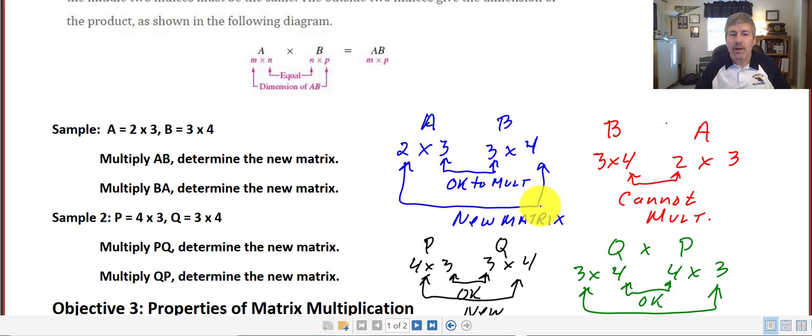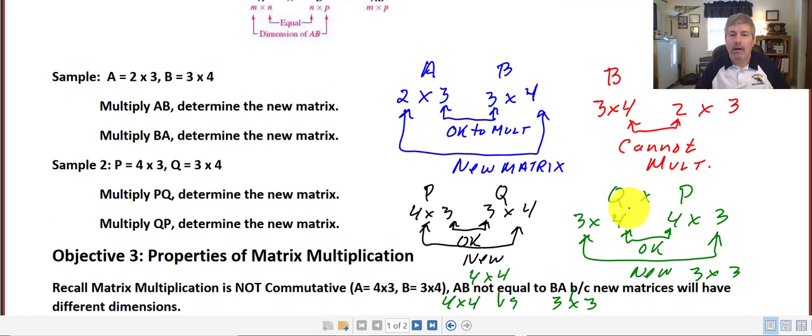But if we commute A and B here, B is still a 3 by 4 and A is a 2 by 3. You can see here that the columns of B and the rows of A don't match up, so we can't multiply those. But every once in a while, you'll get ones that are commutative.